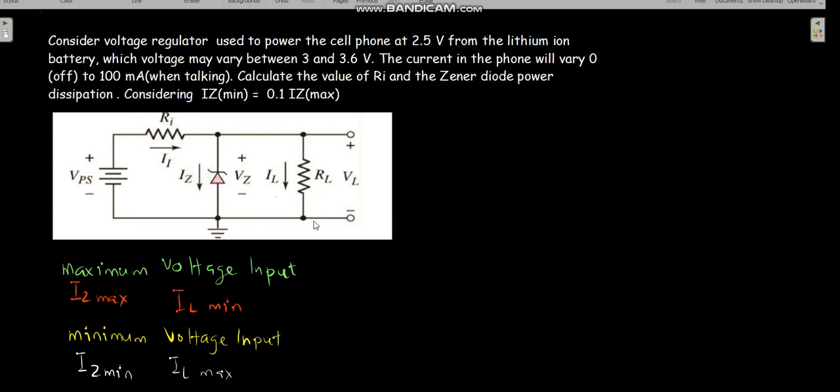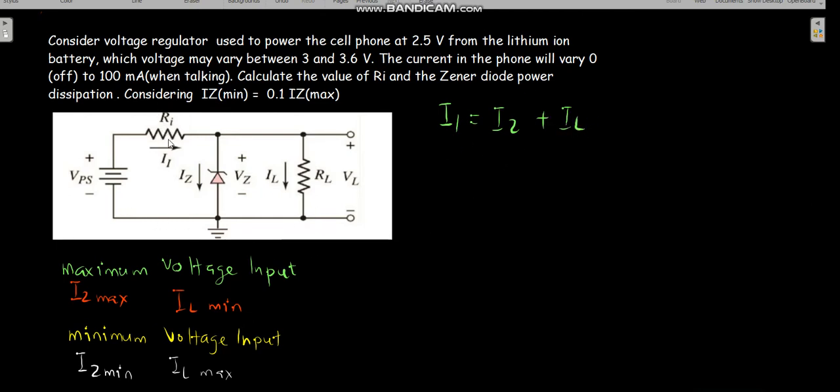Okay, so now let's look at a few things here. Let's write an expression for the sum of the currents in this circuit. From Kirchhoff's law, the current moving towards the node equals the sum of the currents moving away from the node. The input current is moving towards the node, and then the Zener diode current Iz is moving away, and IL, which is the load current, is also moving away. So in that case, we can see that I input will be equal to Iz plus IL. This is what you have here.